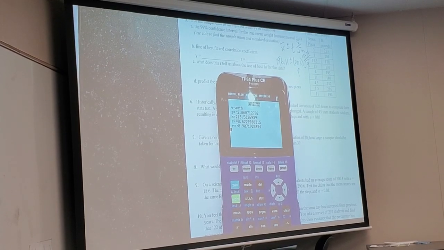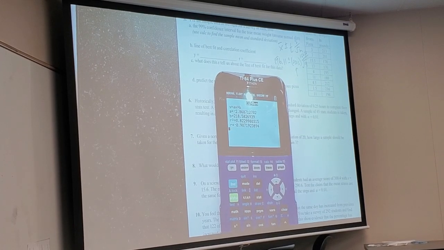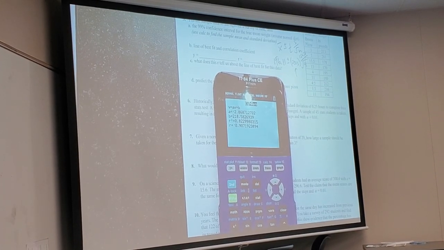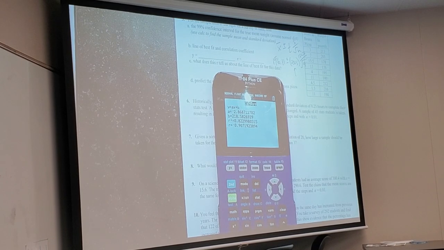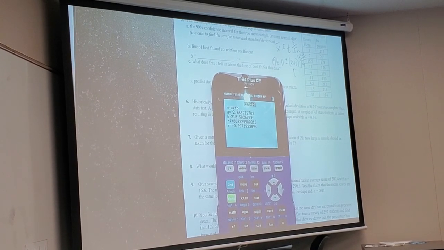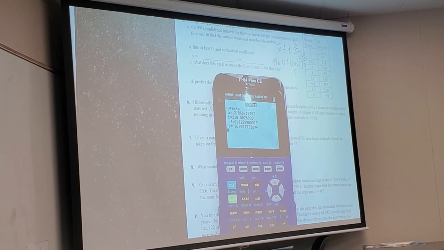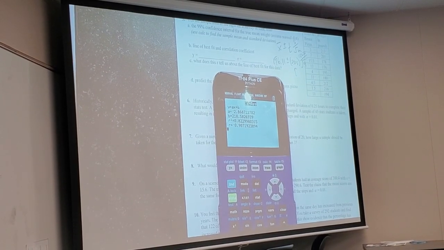I asked two questions on the problem, though. I said, interpret R, and I said, what does it mean for the line of best fit for this data, right? Some of you guys answered the question by defining what R is. I never want a straight-up definition. I want you to tell me what the R in this situation means. On that quiz, if you lost 7 points, it's because you only answered half the question.